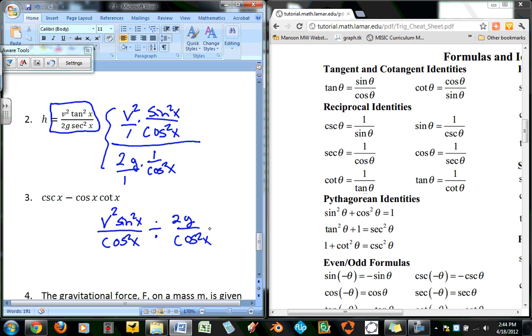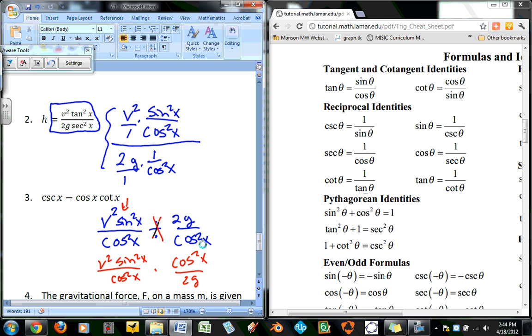All right? And when we divide fractions, it's the same thing as multiplying by the reciprocal. So we save this fraction, we change it, and we flip it. So this now becomes v squared sine squared x all over cosine squared x times cosine squared x all over 2g.